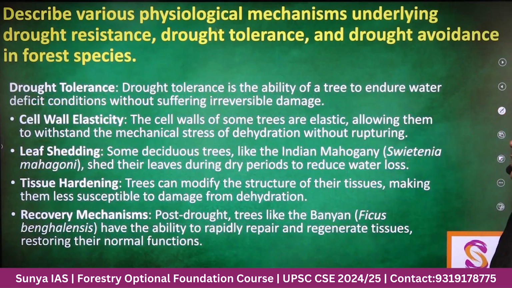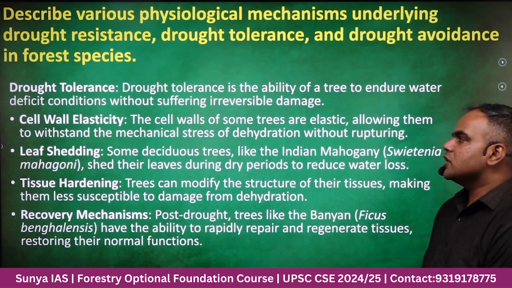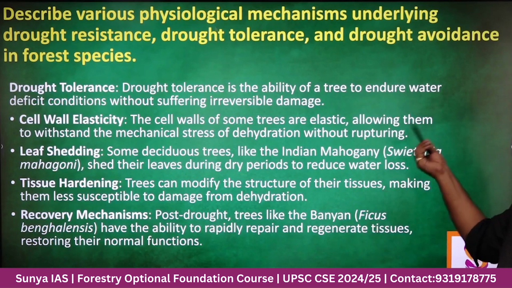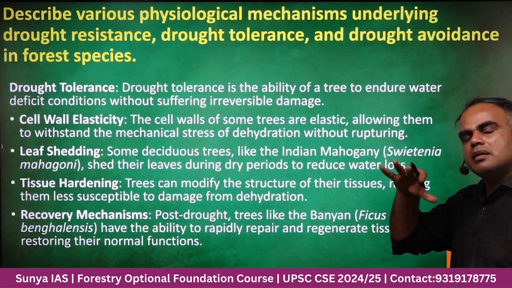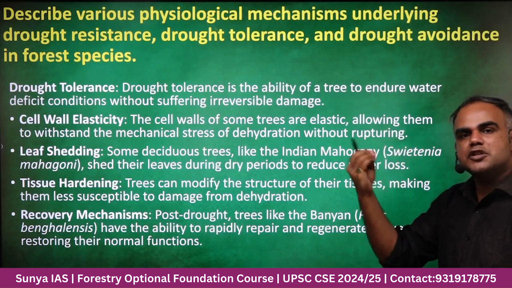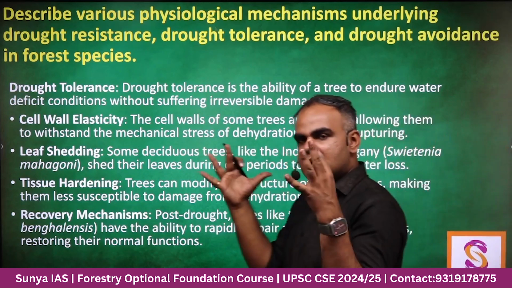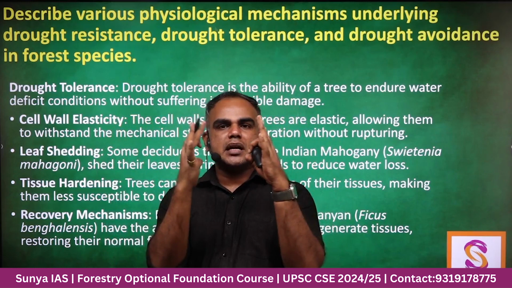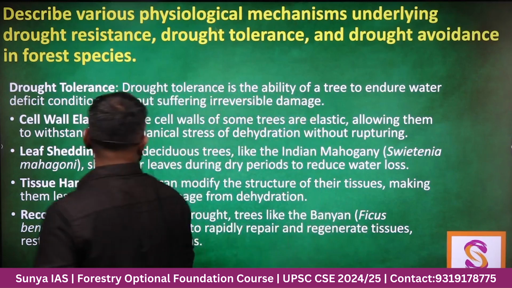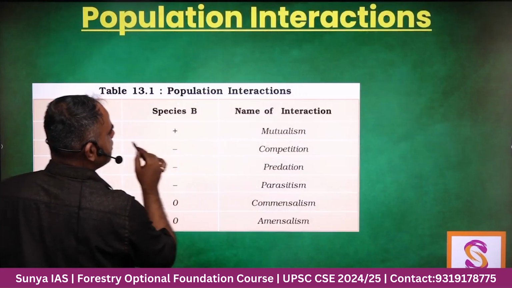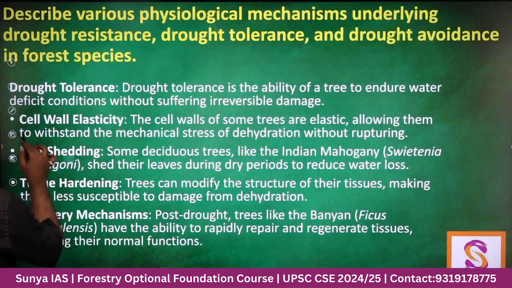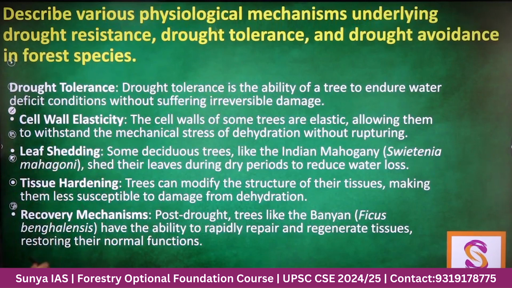Again, when you think of drought tolerance, what can be there? The cell wall elasticity. If it is elastic, it will be able to withstand a lot of mechanical stress. Elasticity is that property: if you subject it to stress, it is able to recover. This is because of dehydration, and this happens without rupturing.